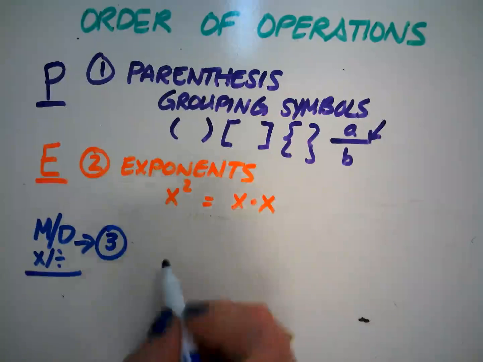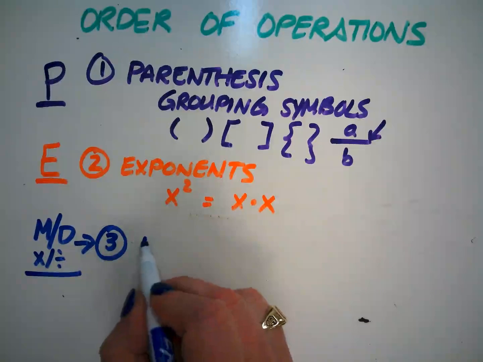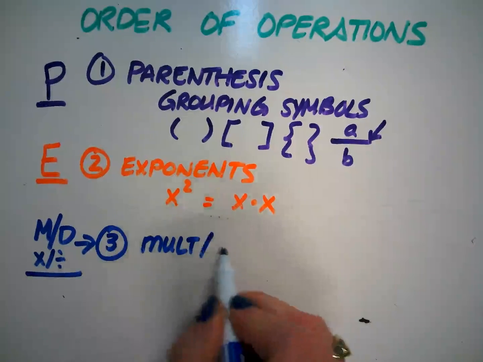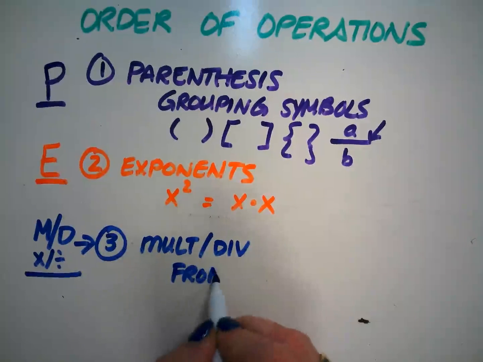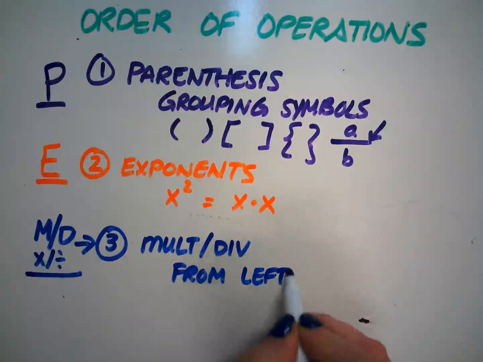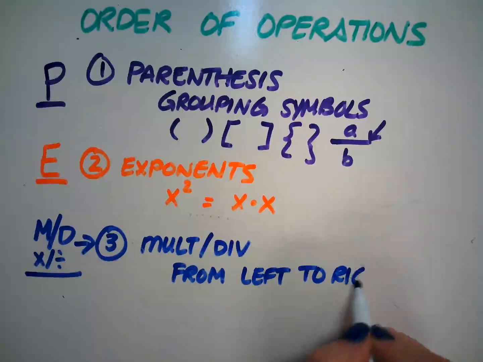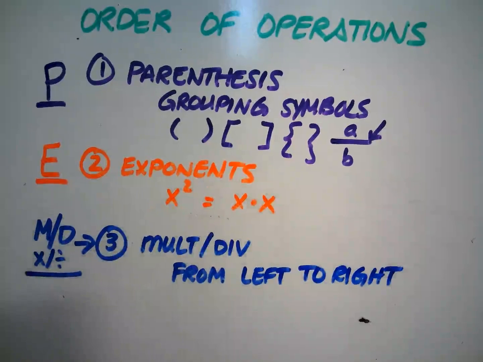So this is number 3, multiplication and division as a group from left to right, and that's really important. Okay, do not forget that.